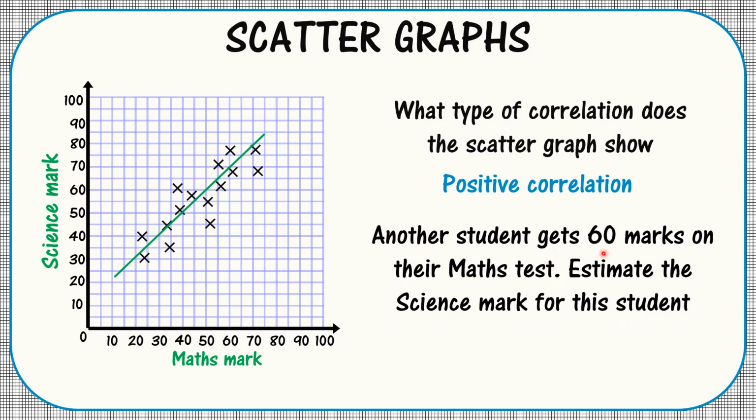Another student gets 60 marks on their math test. Estimate the science mark for this student. So because it says estimate and we are using a scatter graph, make sure that you include this line of best fit.